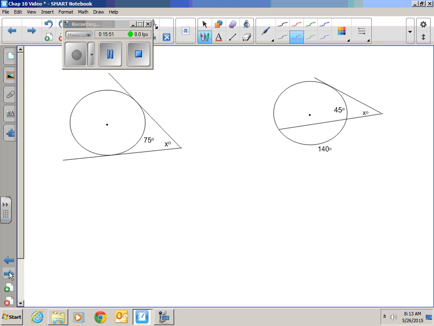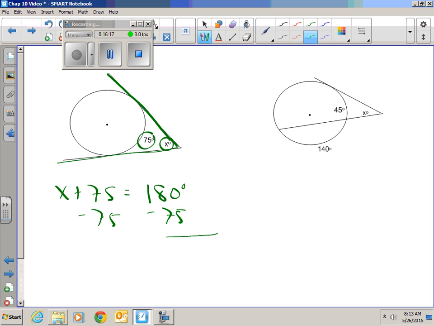What type of angle do we have here? This is a tangent angle. This is a tangent. This is a tangent. I know from my shortcut that this arc plus this angle add up to 180. So x plus 75 is equal to 180. Therefore, subtract 75. Probably didn't need to write this out. X is 105 degrees.